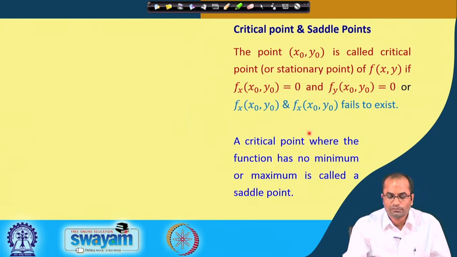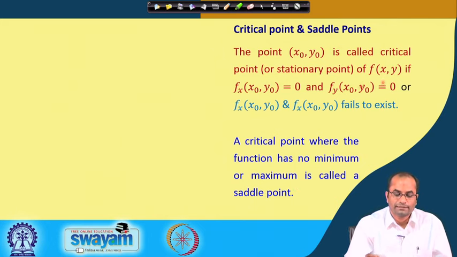And among all the critical points where fx is 0 and fy is 0, a critical point where the function has no minimum or maximum is called a saddle point. So, basically what we will observe in the next slides is that if a local maximum or minimum exists, it will exist only at these critical points. But there will be some critical points where the function is not taking a local maximum or a local minimum, and those critical points will be called saddle points.